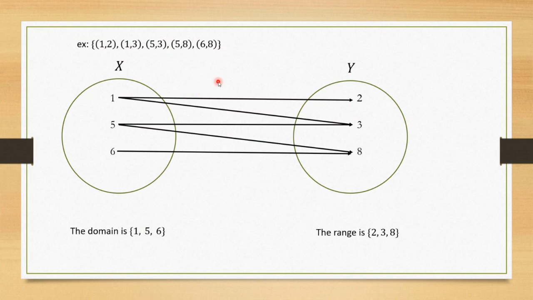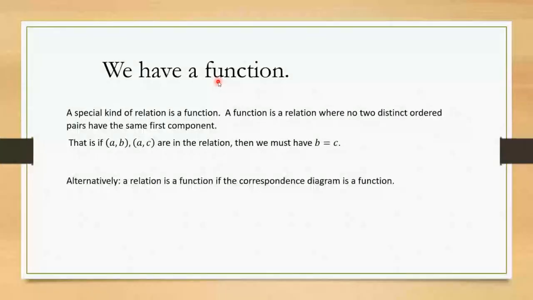Now, is there a connection with functions? I think I said already yes, and you probably should be able to see that. In fact, certain relations give us functions. It turns out that a function is a relation when no 2 distinct ordered pairs have the same first component. So a function is a kind of relation. It's a relation that has no two distinct ordered pairs with the same first component.